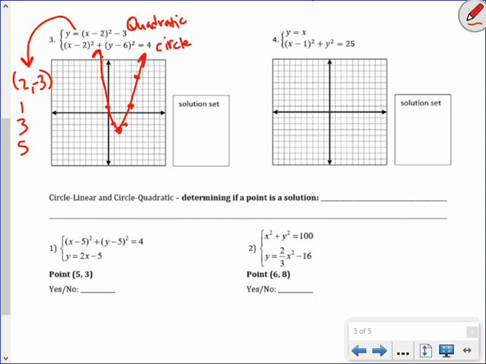Then we're going to graph the circle. What is the center for my circle? 2, 6. My radius? 2. Make sure you take the square root of the number at the end. So I go to 2, 1, 2, 3, 4, 5, 6. I go out 2, up 2, out 2, down 2. What do you notice? This one is no solution.